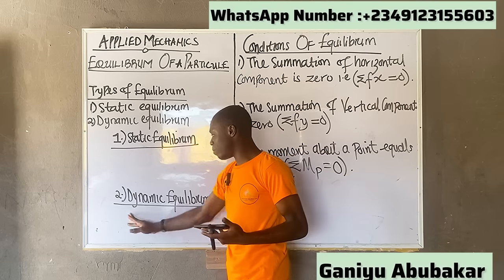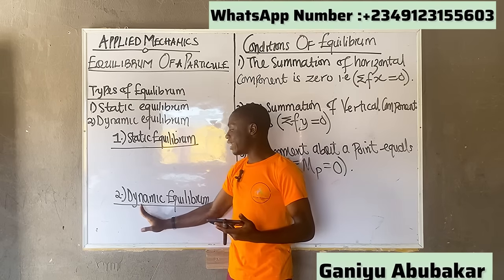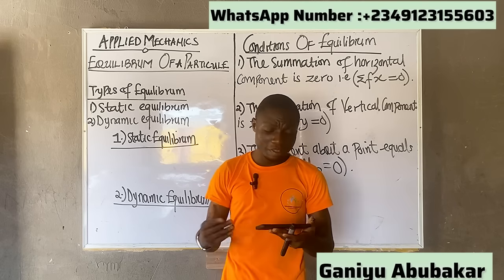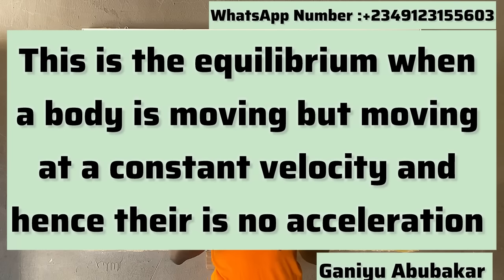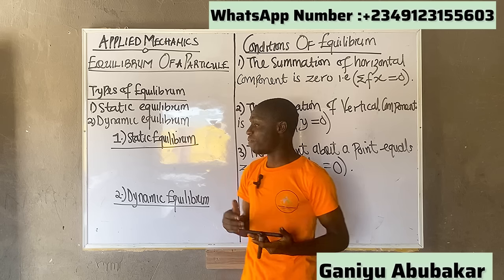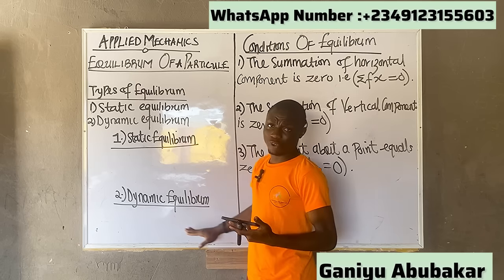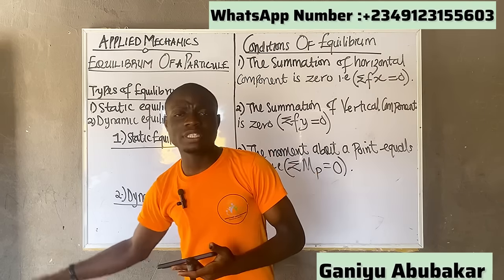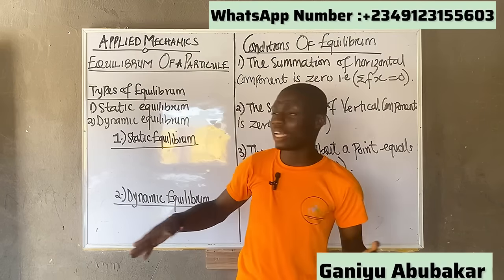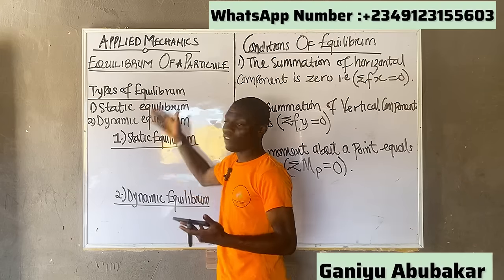Let's discuss number 2, called dynamic equilibrium. By definition, this is equilibrium when a body is moving but moving at a constant velocity, and hence there is no acceleration. That's basically how you define dynamic equilibrium. So we have dealt with the definition of equilibrium and each type of equilibrium, and we have explained them.